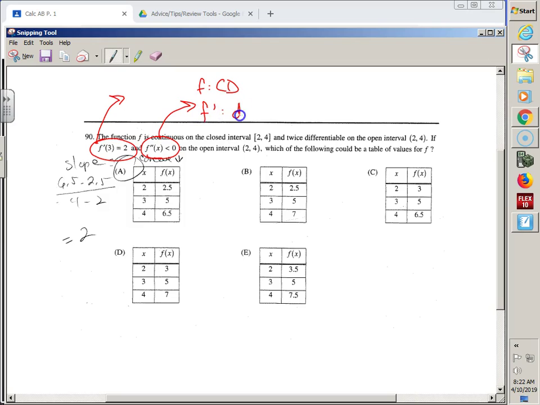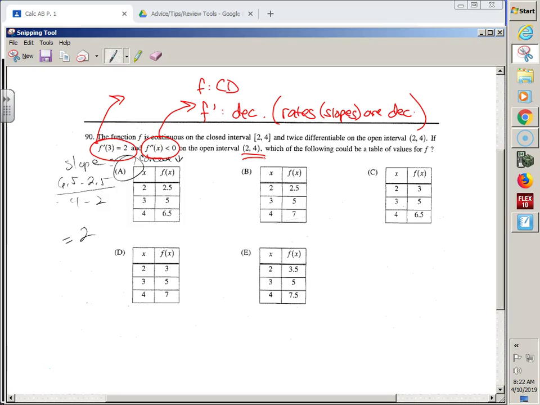F prime is decreasing, which means the rates or the slopes are decreasing, which means as I go from 2 to 4, the rise over run for a concave down is getting smaller and smaller and smaller. The increase between points is getting smaller and smaller. And increase, why am I saying increasing? Well, because f prime of 3 is 2.